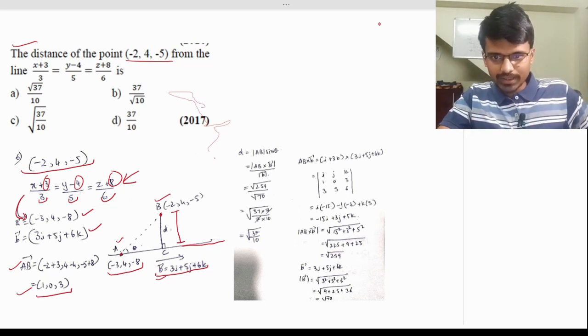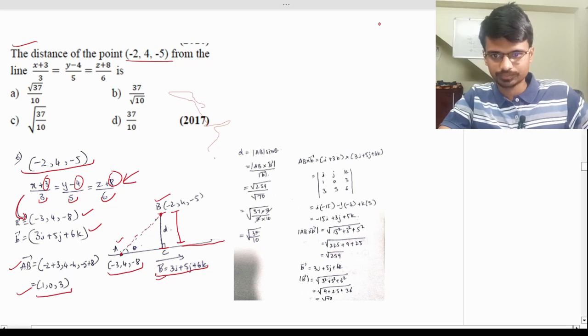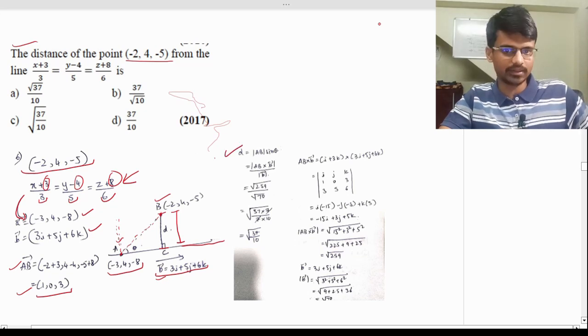So we need to find out D. If you observe here, what is my D? D is nothing but AB sine theta. Everyone agrees? It is the vertical component. If you do simple trigonometry, you will get D equal to AB sine theta. So AB sine theta, I can write as the magnitude of the cross product of AB and b divided by the magnitude of b. If I simplify this, I'll get again AB sine theta, right?